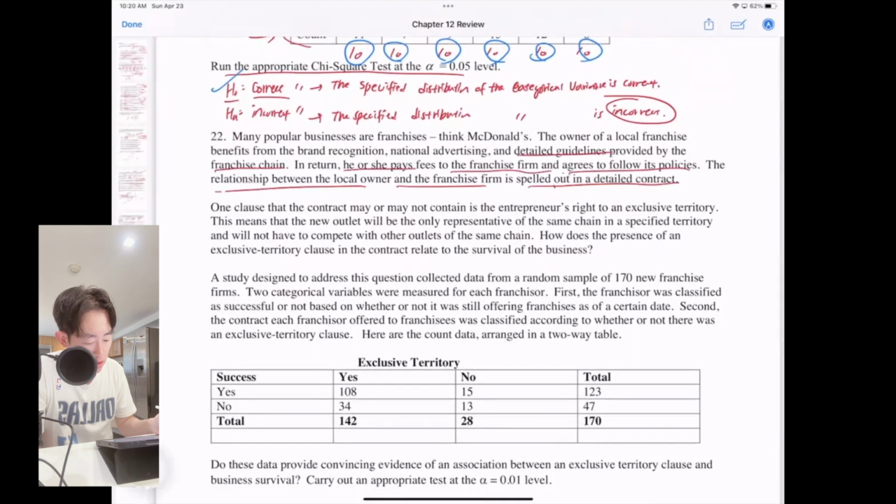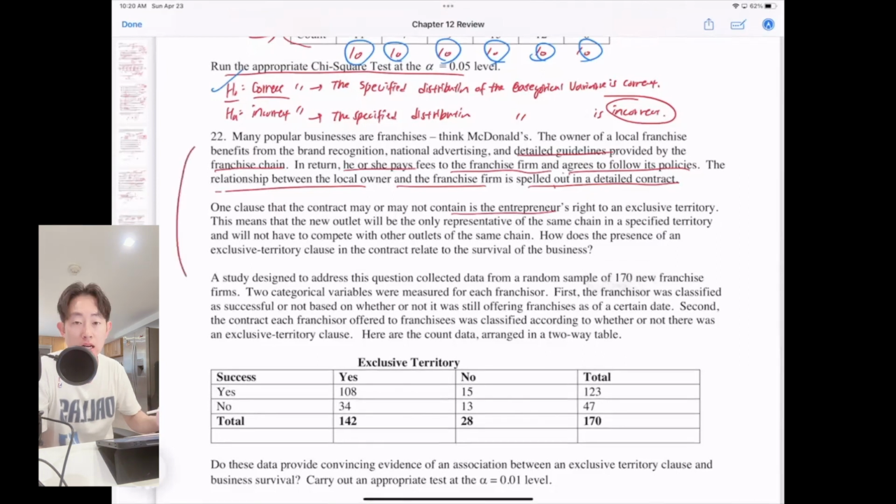One clause that the contract may or may not contain is the entrepreneur's right to an exclusive territory. This means that the new outlet will be the only representative of the same chain in a specified territory and will not have to compete with other outlets of the same chain. How does the presence of an exclusive territory clause in the contract affect survival?